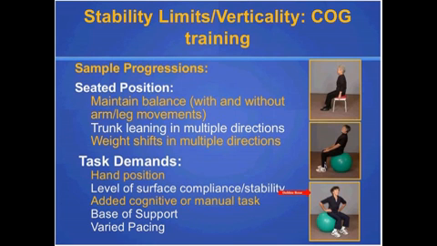So we have the highest level of stability with the arms being in contact with the chair, moving to the arms being on the thigh to increase the level of challenge, and then further up to the hips, and then potentially across the chest. So hand position can be changed, and the level of surface compliance underneath the buttocks. We can add a cognitive or manual task. We can alter the base of support, or we can vary the pacing of the activity. All these will change the task demands and really elevate the level of progression.